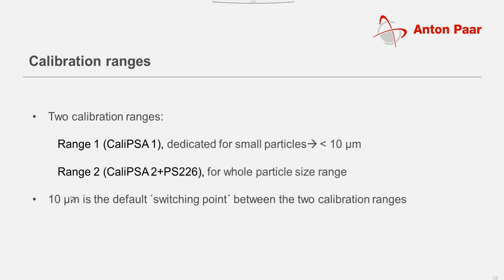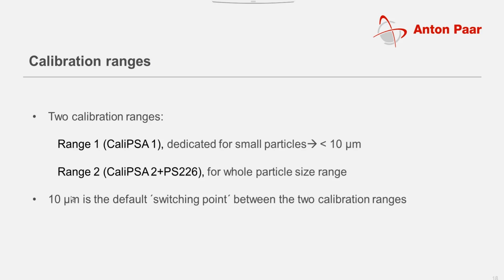As you may know, our PSA instrument requires a precise calibration, which is done on every new instrument before it leaves the factory. Two size ranges are considered for the calibration. Range 1, which includes particles smaller than 10 micrometer, and range 2, which actually covers the whole size range. Calypso 1 is used for the calibration of range 1, while Calypso 2 and PS 226 for range 2.